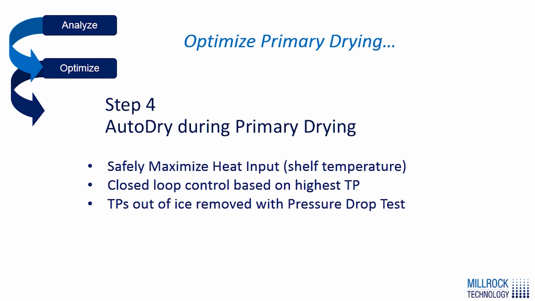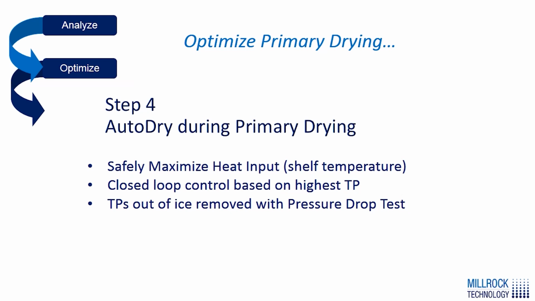At the same time, the auto-dry feature conducts a pressure drop test, which is used to determine any thermocouples that are out of ice. During the pressure drop test, which happens at a user set interval between 30 to 180 minutes, the system will reduce the chamber pressure by setting the set point to 0 for 1.5 minutes. During that time, as the pressure in the chamber is reduced, it shifts the solid vapor equilibrium to a colder temperature. So all of the ice remaining in the product is going to reduce in temperature.